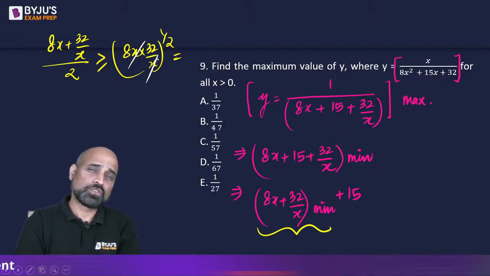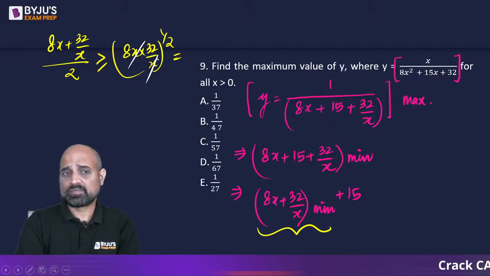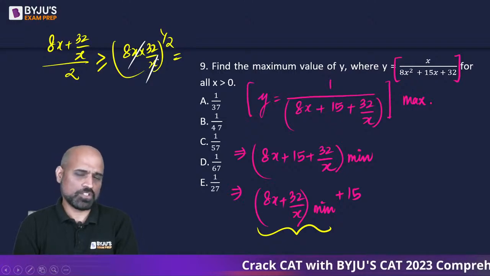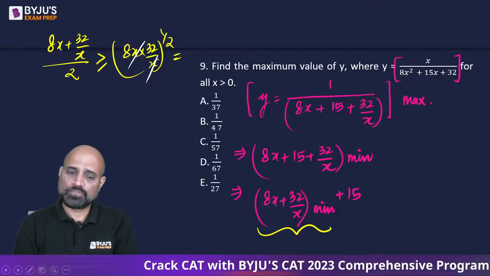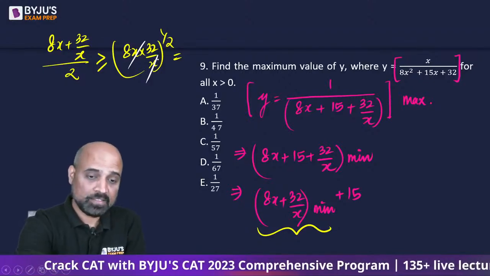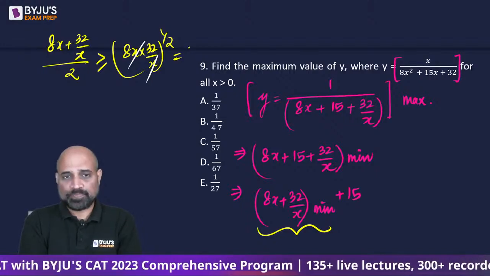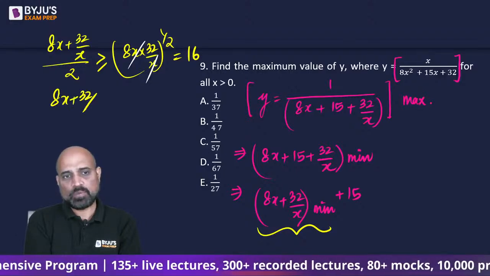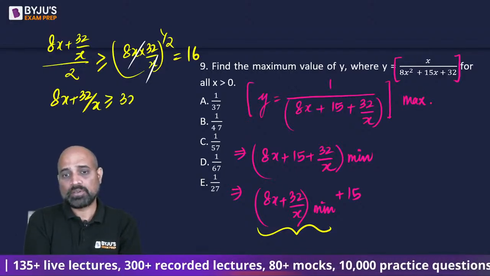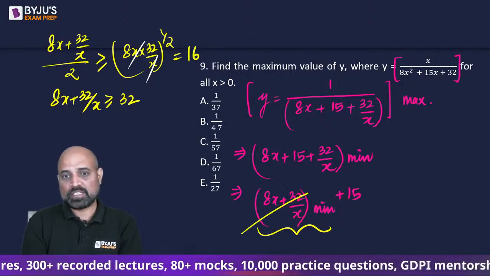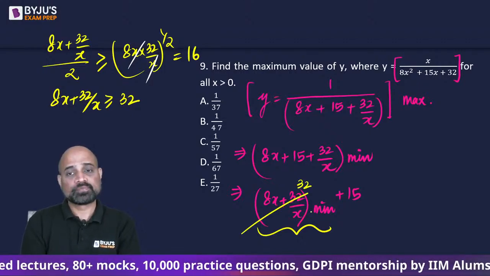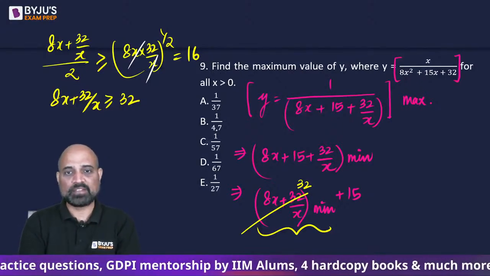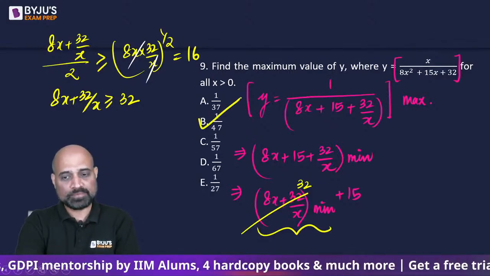So 2 into 4, 8. नहीं, हाँ 64 का स्क्वायर रूट 8 होता है और 4 का स्क्वायर रूट 2, oh sorry 16, my bad, 8 into 2, this is going to be 16. So from here can we say that 8x plus 32 upon x is going to be greater than equal to 32, which means the minimum value of this is going to be 32. 32 plus 15, that is going to be 47. 47 minimum है तो 1 by 47 maximum होगा.